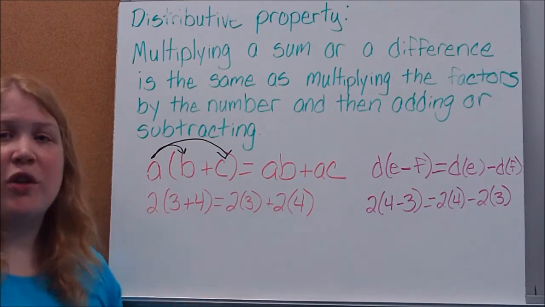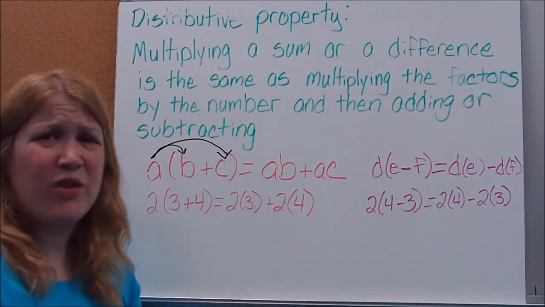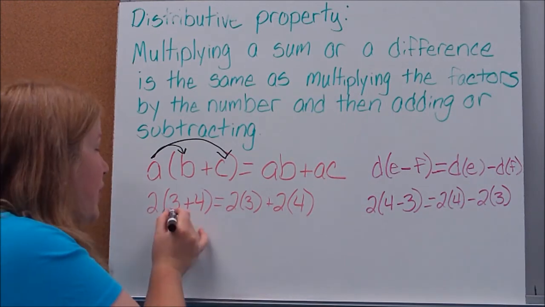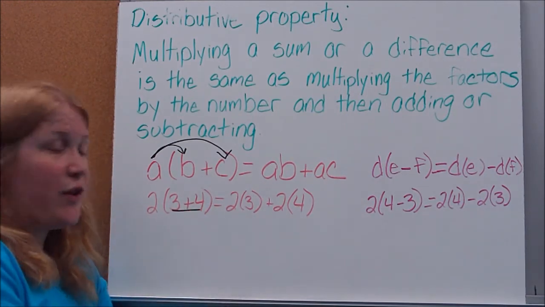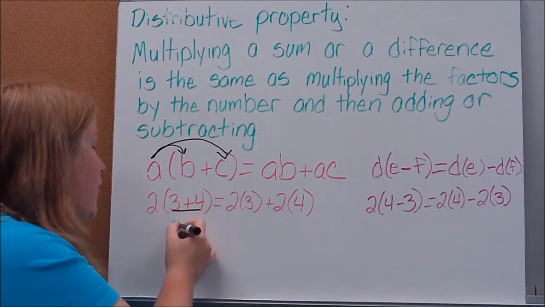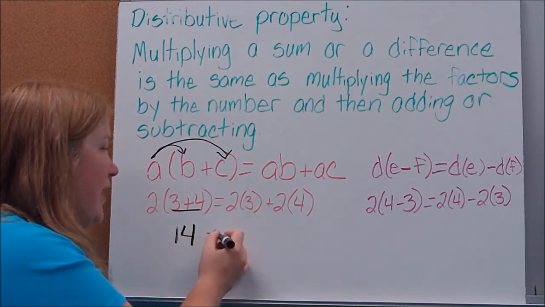So I'm going to show you how that works with numbers just so that you can see you do wind up with the same answer. So this one will follow the proper order of operations, which says I need to do my addition first. 3 plus 4 is 7. 7 times 2 is 14.